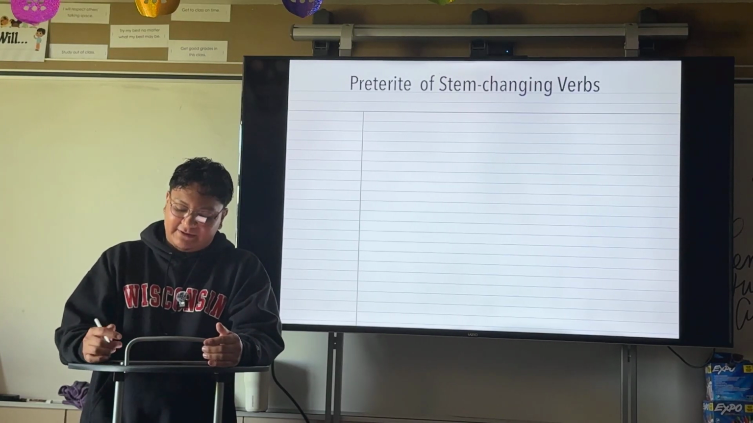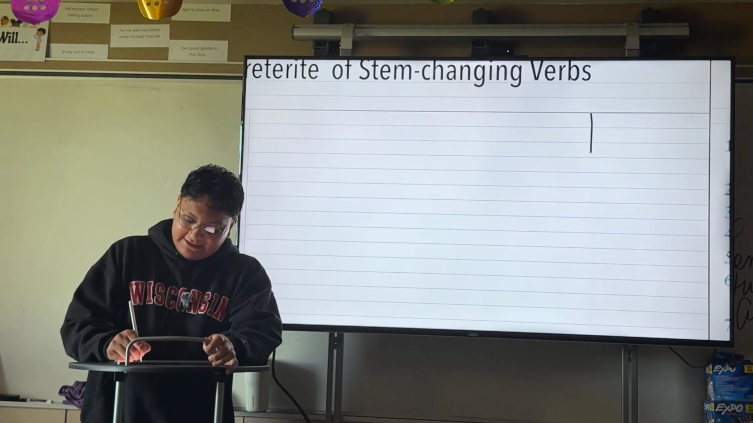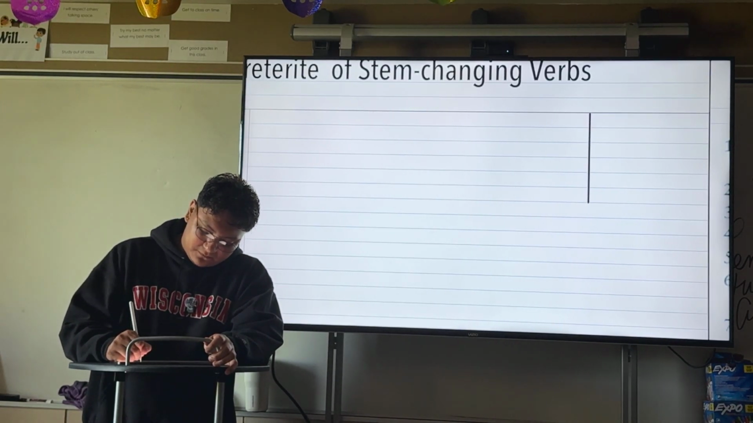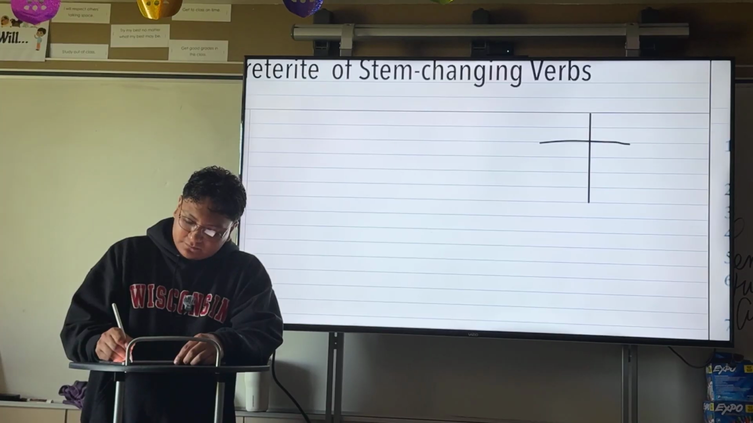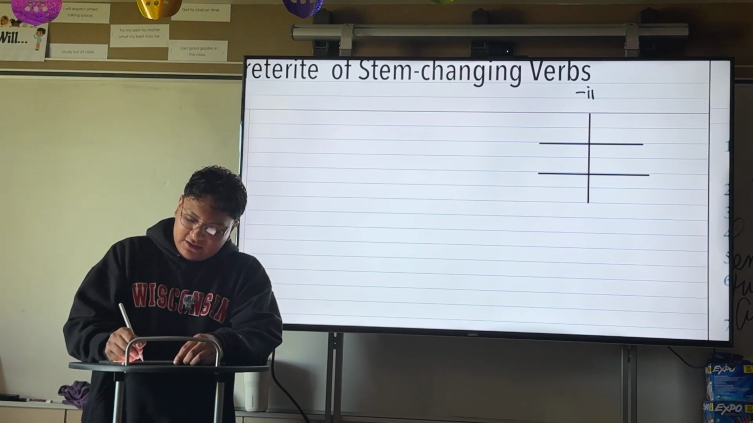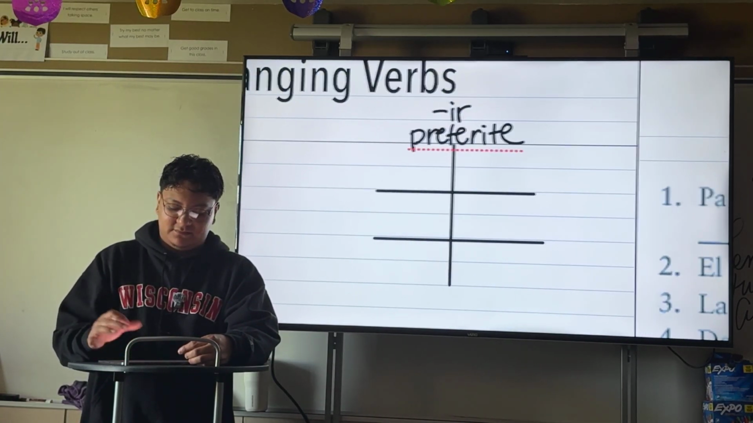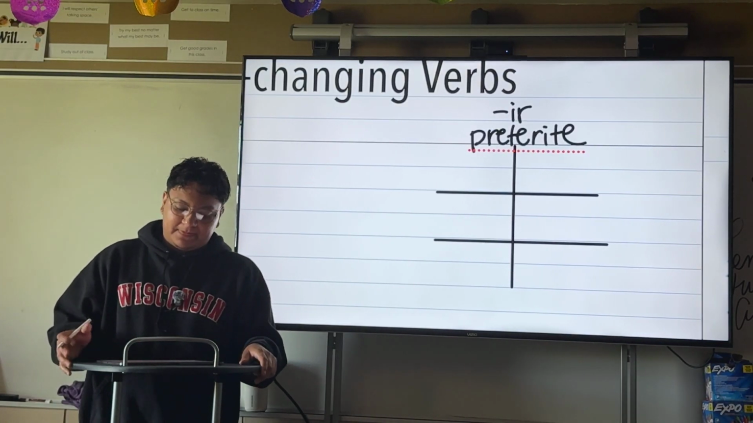So, on your piece of paper, I'm going to do it on the right side of my paper here, you're going to draw a small table. And we're going to title it -IR preterite. Like so. Have it big for you.